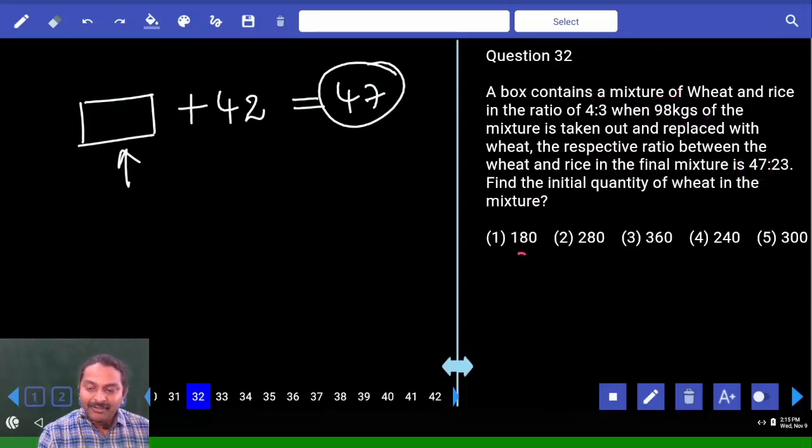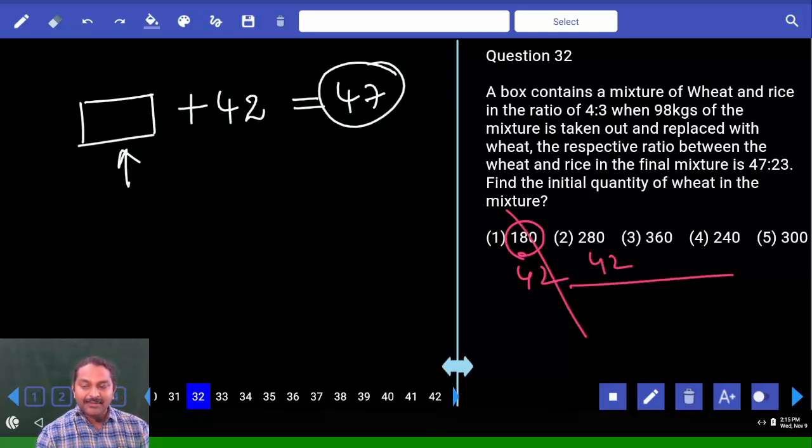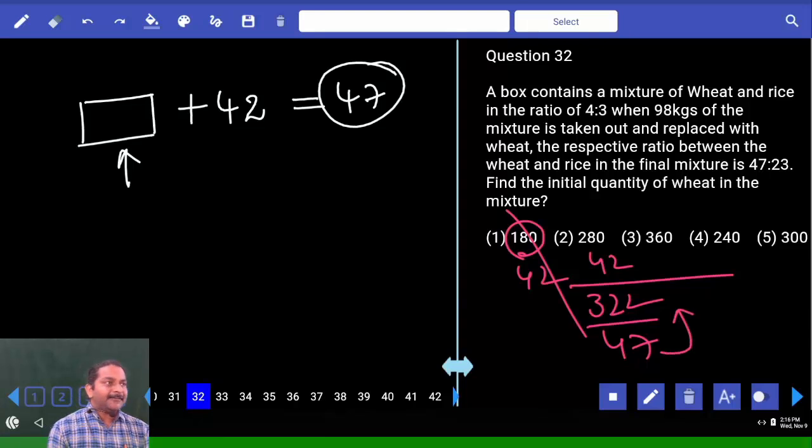Let's calculate. First option 180 plus 42. How much is that? 222. Is it a 47 multiple? Eliminate. Next, add 42. How much do you get? 322. Is it a multiple of 47? Come on, last digit verification. 7 into 6, ends with 2. Agreed? 46 times 240. 6 into 7, 42. 240, 42, 282. But numerator?